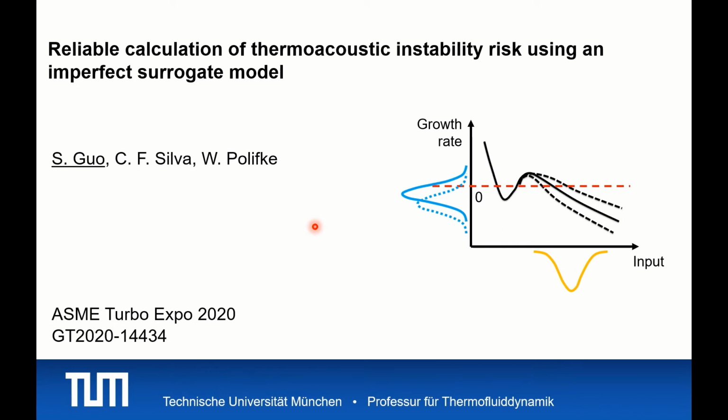The work we present today is about using a surrogate model to quantify the thermoacoustic instability risk given the input parameter uncertainties. Our work aims to address a very common issue in practice, that is, when we do not have enough computational budget to train a perfect surrogate model, then how can we still use it to obtain a reliable risk calculation? This work was done by me and other coworkers at TU Munich.